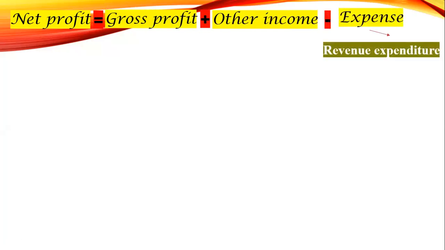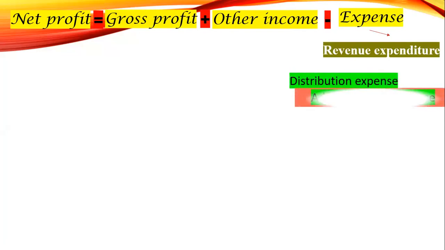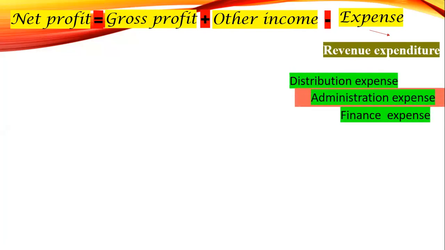So I hope you remember this equation. Net profit equals gross profit plus other income minus expense. What expense? Revenue expense. Revenue expense means distribution expense, administration expense, other expense and finance expense. This is how we have calculated the net profit by using the equation. Now we are going to use this equation to calculate the net profit through a statement.